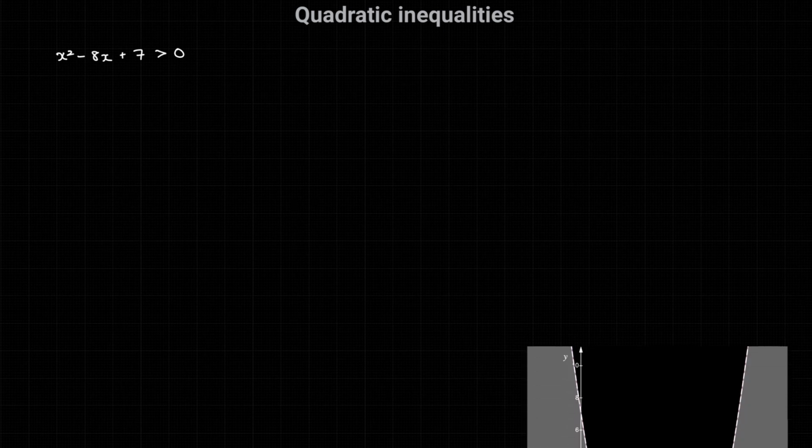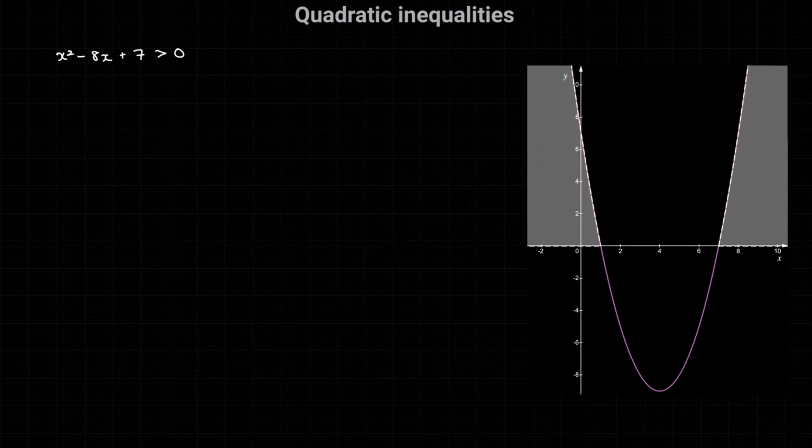Now to understand this visually, we can see here that we have the graph for y is equal to x squared minus 8x plus 7, that's this parabola, and we want to know the values of x for which this curve lies above the x-axis. So the values of x for which y is greater than 0, that is x squared minus 8x plus 7 is greater than 0.